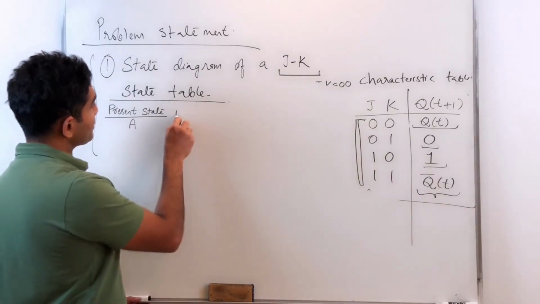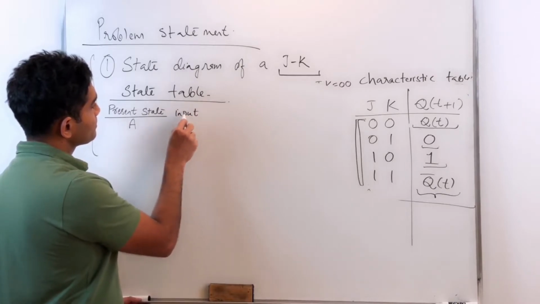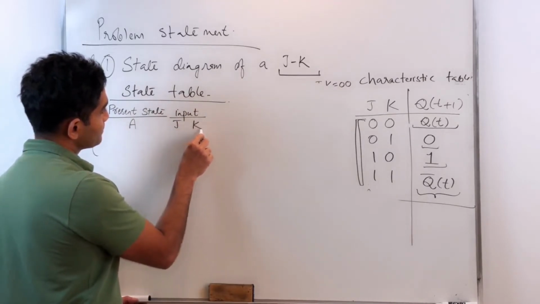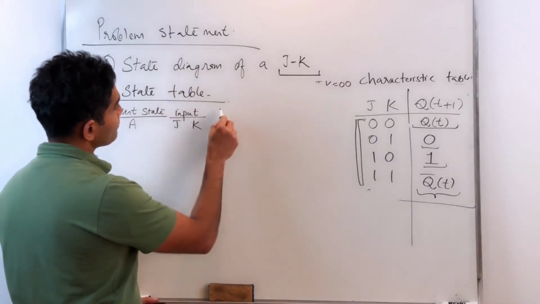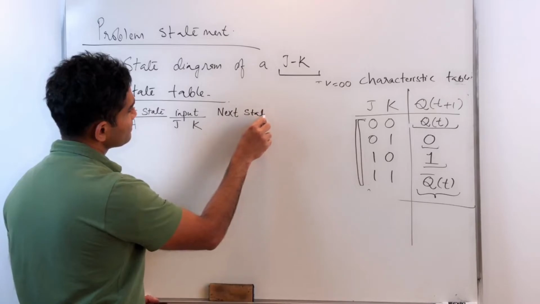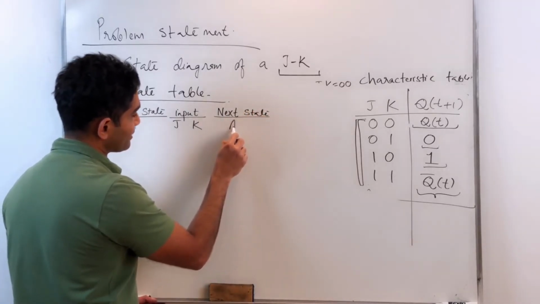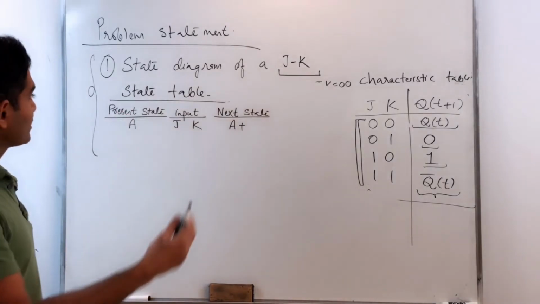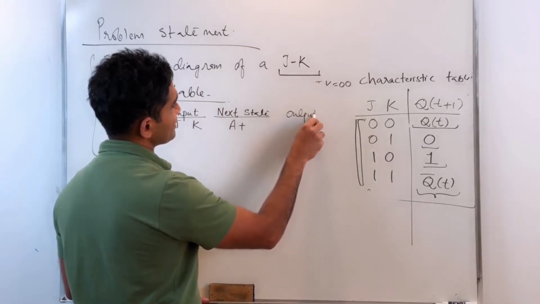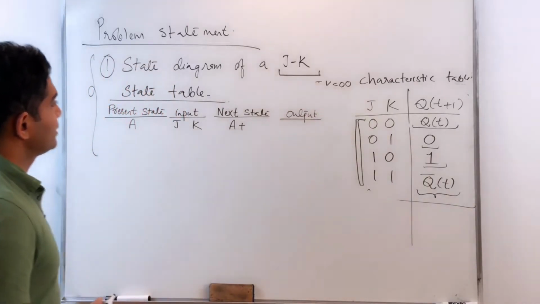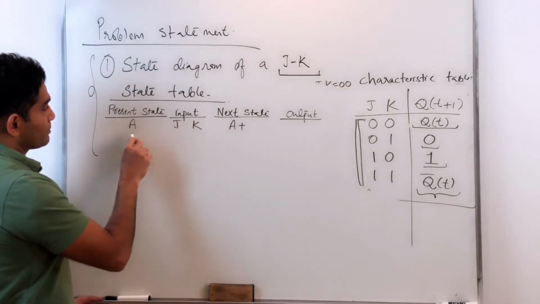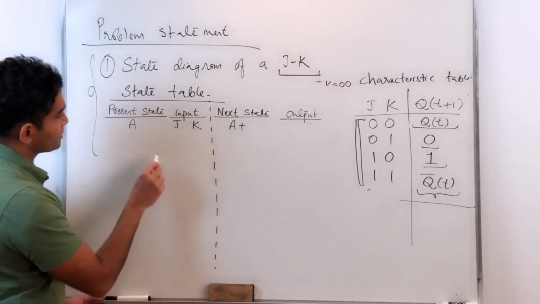The next column is the input. In this case, I have two inputs, J and K. The next column would be the next state. Again, that is represented by A plus, which basically tells you what the next state would be. And the output. If you have any output, you can represent that here. But in this case, my output is nothing but the state, so I don't really have to explicitly state that here.